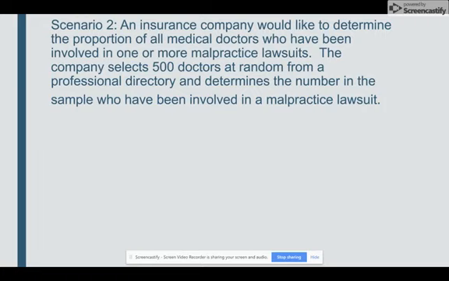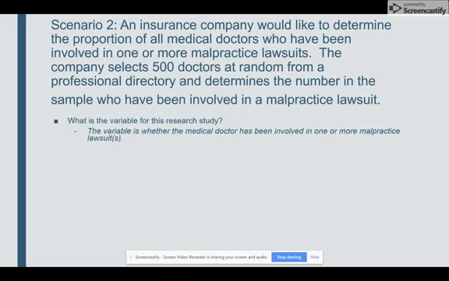Scenario number 2. An insurance company would like to determine the proportion of all medical doctors who have been involved in one or more malpractice lawsuits. The company selects 500 doctors at random from a professional directory and determines the number in the sample who have been involved in a malpractice lawsuit.